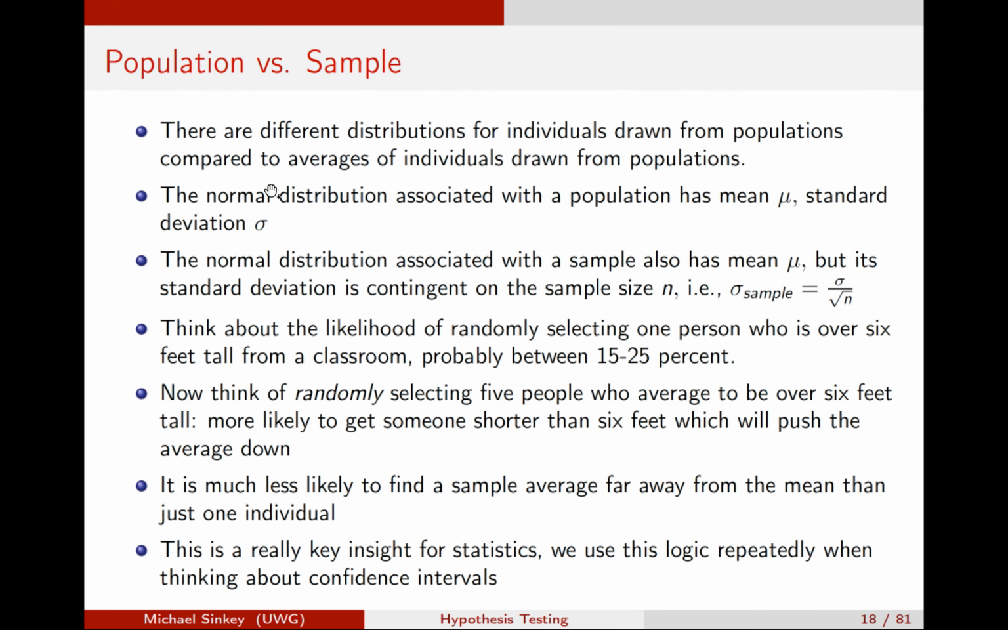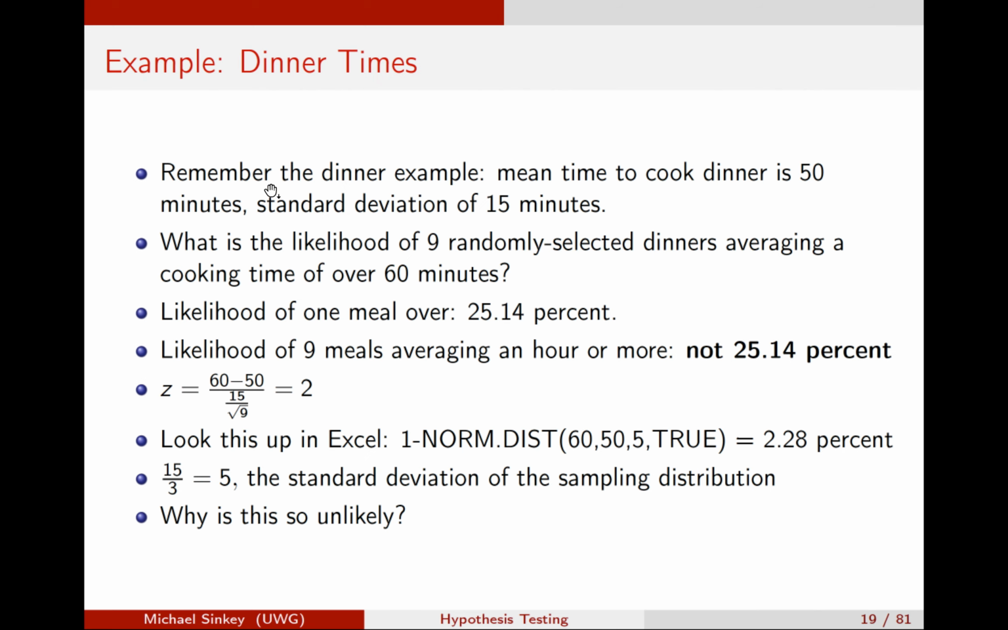So what we end up doing is we take a lot of samples, we average them together to get a sample mean, but the sample mean is fairly close to the true population mean. And we use this logic repeatedly when we consider confidence intervals. So let me give you an example. Let's go back to the example we had about cooking dinner. Remember, the mean time to cook dinner was 50 minutes with a standard deviation of 15.